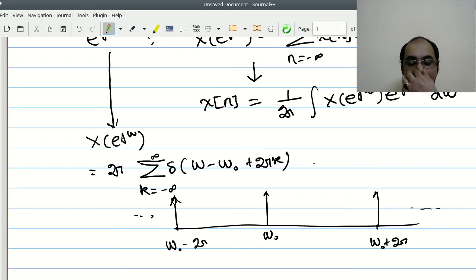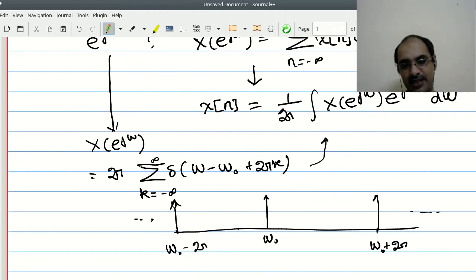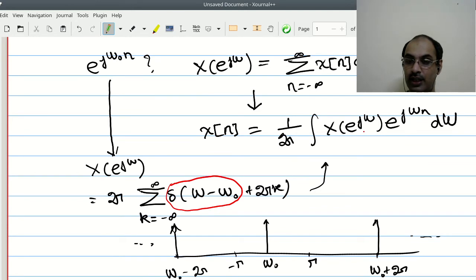Right? So at multiples of 2 pi you have many impulses. Now if you plug this into this formula, you will get e power j omega naught n as the output. Why? Because if you take any period, let's say between minus pi and pi, this will just be delta of omega minus omega naught. And what happens when you plug in delta of omega minus omega naught over here? You will in fact end up with e power j omega 0 n.